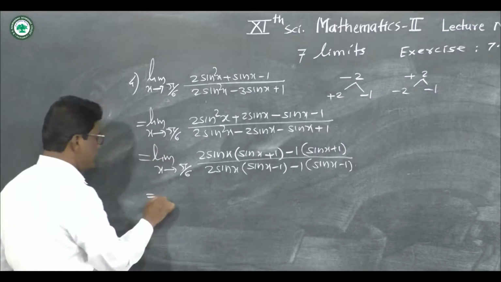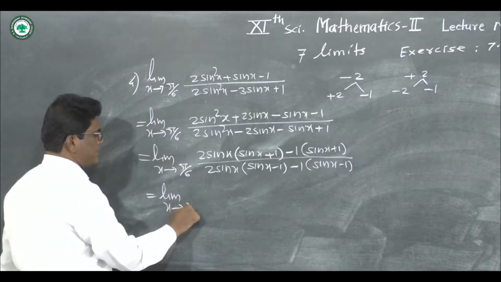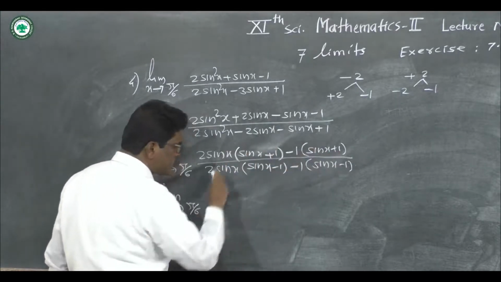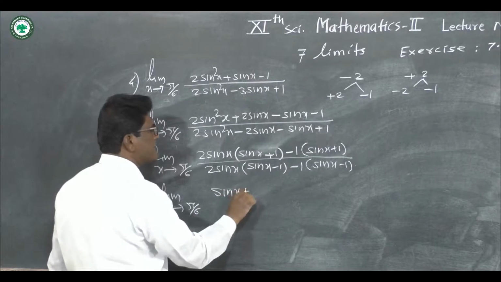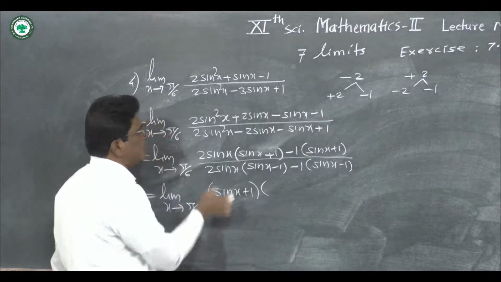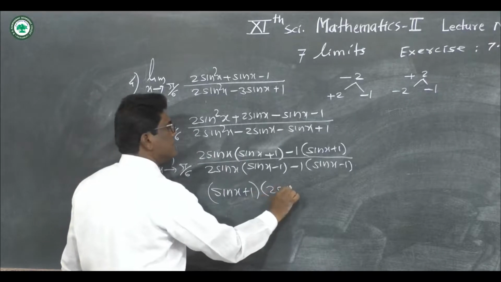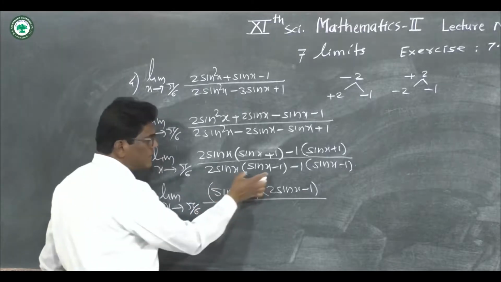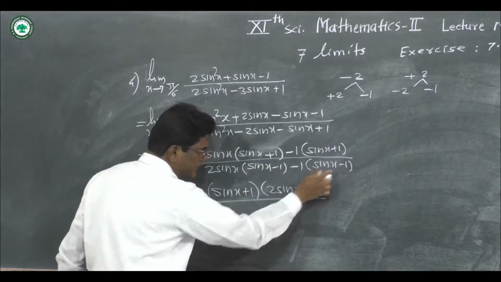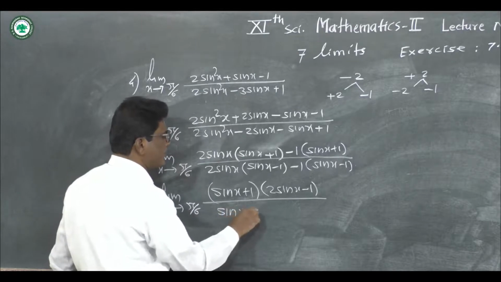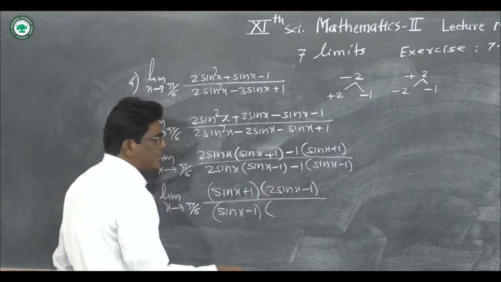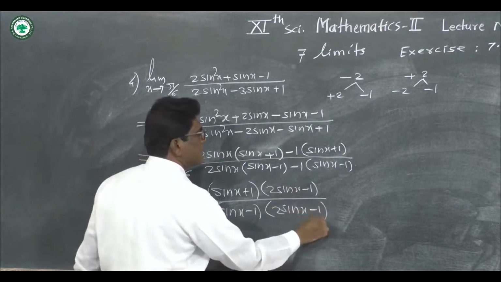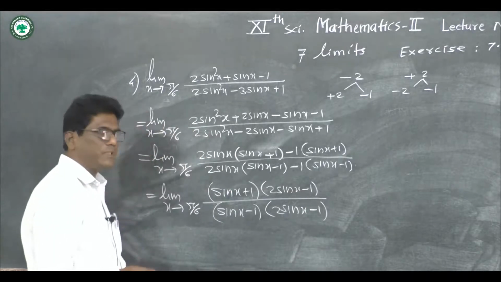So it is equal to the limit as x tends to pi by 6. Now here sin x plus 1, sin x plus 1, take sin x plus 1 common, and in the second bracket 2 times sin x minus 1, divided by, here also sin x minus 1, take sin x minus 1 common, and in the round bracket 2 times sin x minus 1. This is the common factor in the numerator and denominator. We have to cancel this.